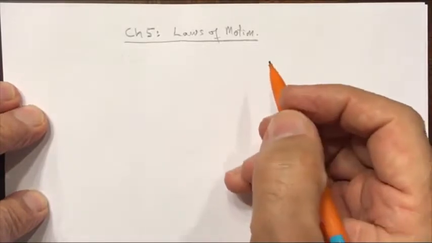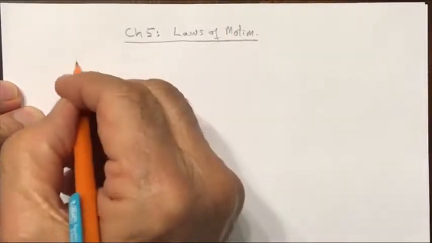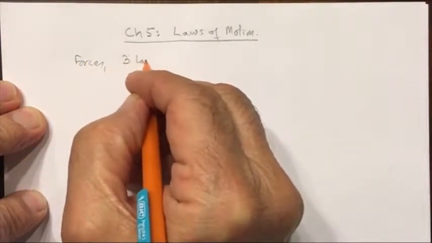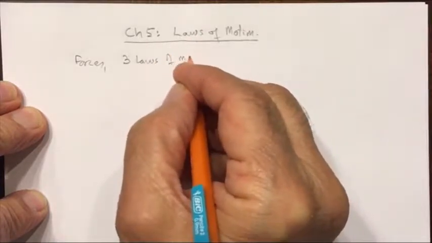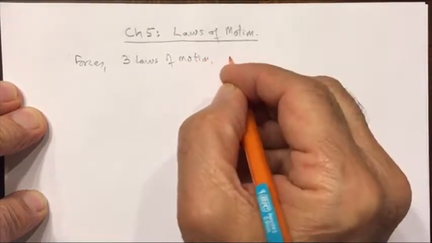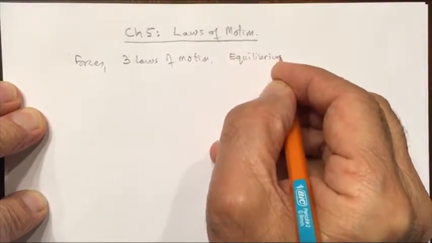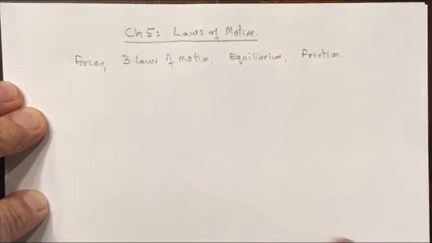Now, in chapter 5, which is the laws of motion, we will see what forces are. We will see the three laws of motion, also called Newton's laws of motion. And we will see particles in equilibrium and solve some problems on that. And then we'll see what friction is and how we can include that in motion.